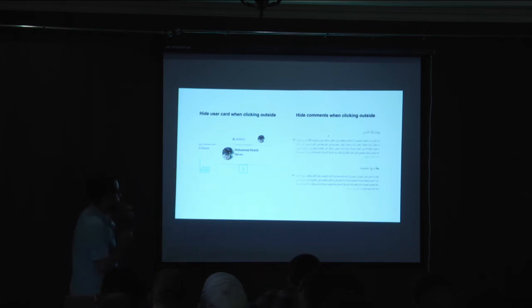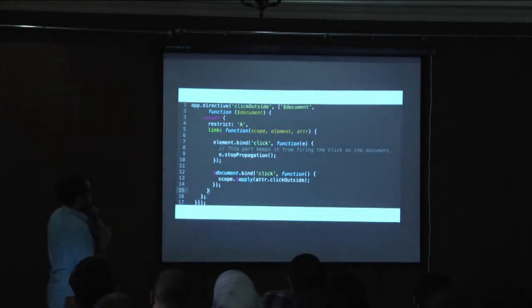Same thing with Muncher. If you look at an article, you'll see comments on the side. When you click on comments, it shows you the comments. But when I click outside that, I want it to disappear. I want it to go back. So the directive for that is this.